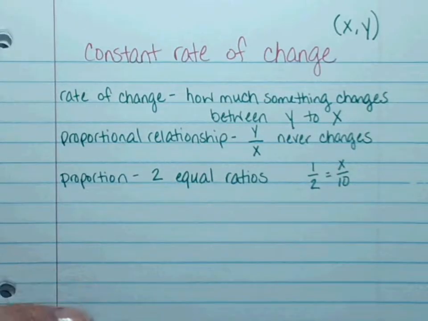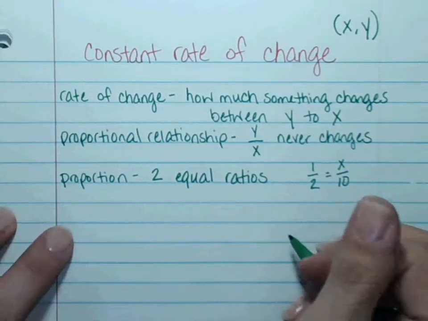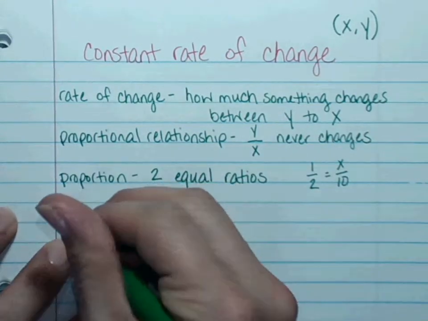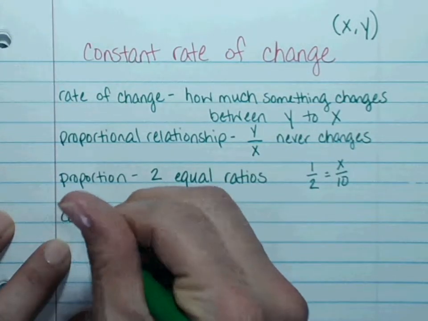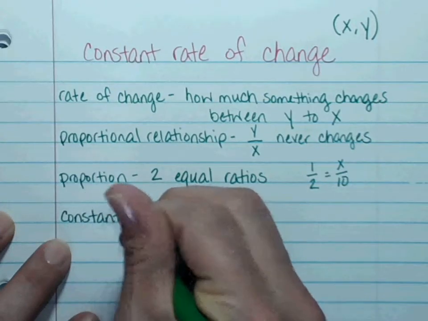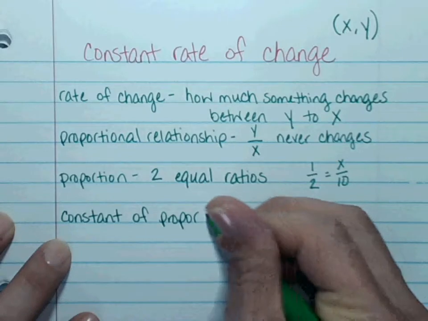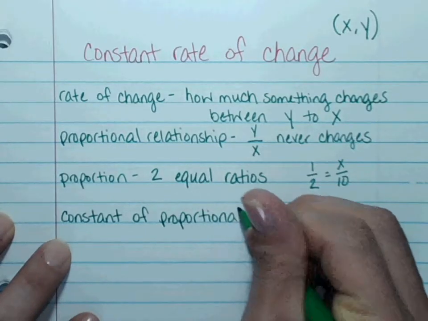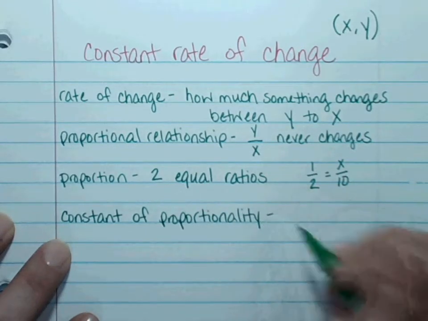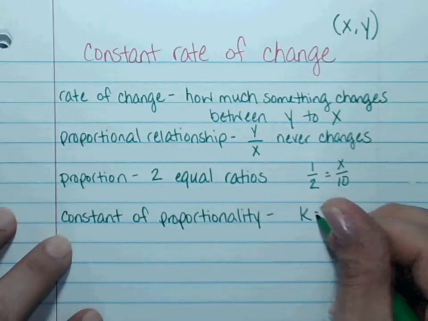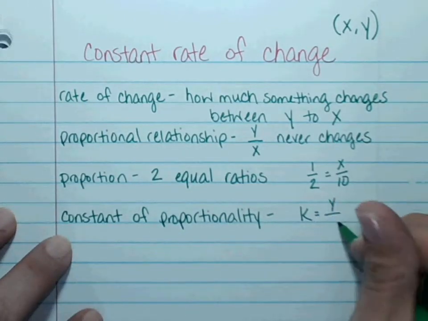And then the big thing for 7th grade, this next piece, it sounds scary, but it's not. It's just a division problem. The constant of proportionality is a formula. K equals y divided by x.